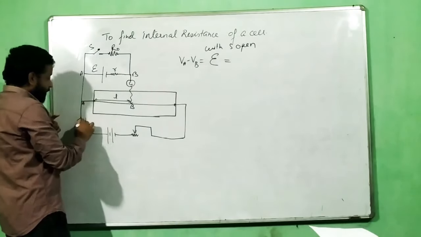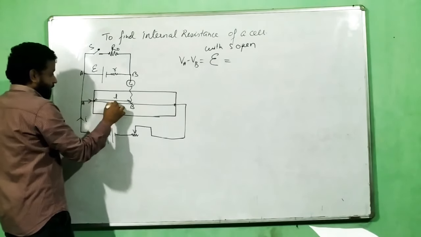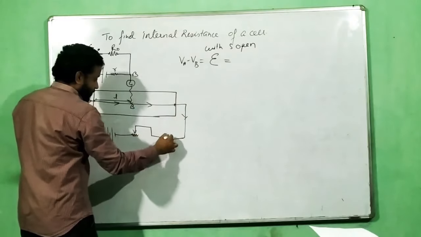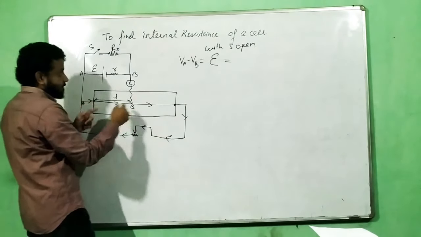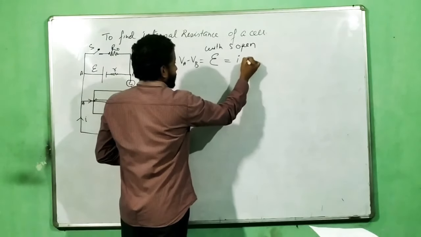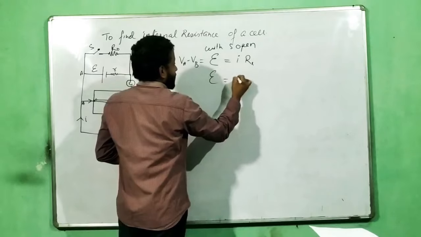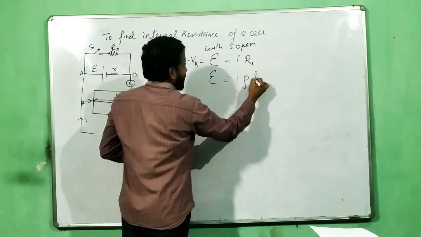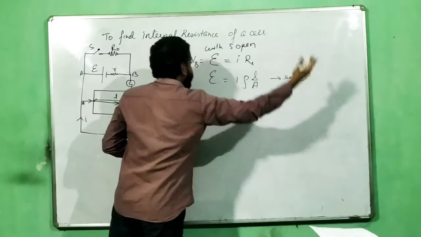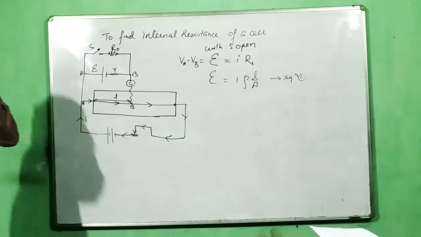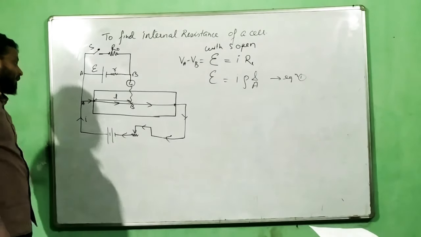Now a current I is flowing here in the balanced condition, correct? This current flows here, flows here, flows here. So VA minus VB will be equal to I into the resistance of length L, which I can write as I rho L by A. This is equation 1, more or less the same as what we did last time. E is equal to I rho L by A.